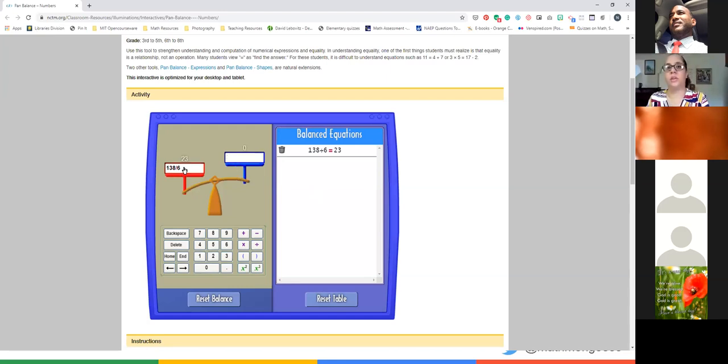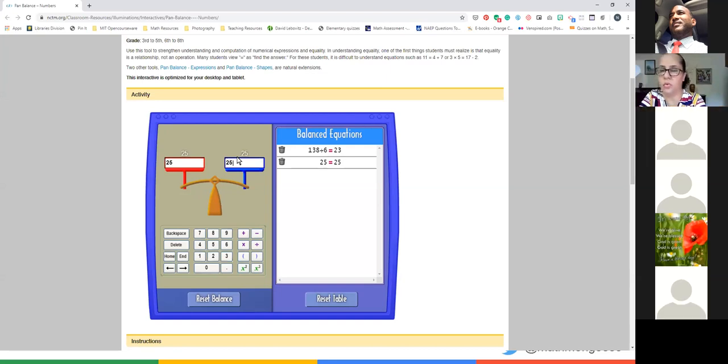So here's a question. I put 25 here and I put 25. Is there something that I can do to both sides and let it stay balanced? I want you to do something with both sides, but I want it to still remain balanced. Is there something I can do?